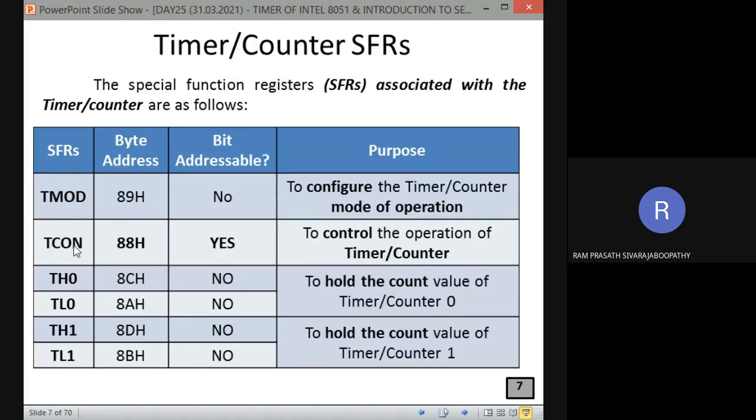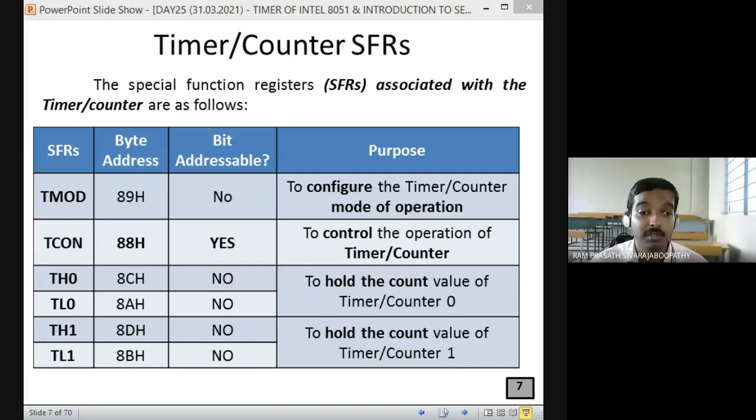The next register, TCON, is used to control the operation. The first one is used to select the mode of operation of the timer or counter. The second one, for what purpose are we using it? To control the timer or counter operation. Already we have told about these 4 registers. TH0 and TL0 combined hold the count value of timer or counter 0. Then TH1 and TL1 combined are used for holding the count value of timer 1. I hope it is clear to everyone.